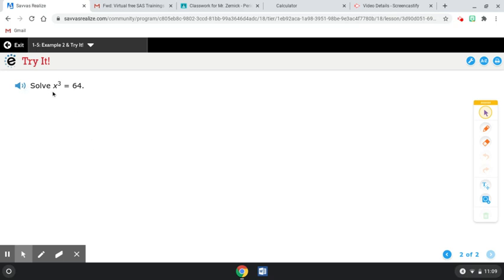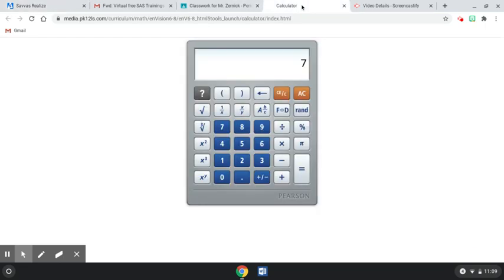Okay, so we want to solve x cubed equals 64. If we do x cubed equals 64, that means we have to do the inverse operation to both sides. That means we would do the cube root of x cubed, which would just be x, and the cube root of 64. So if you go to your calculator and we do the cube root of 64, then we would end up with the number 4, because that is one of the ones you need to know before high school.